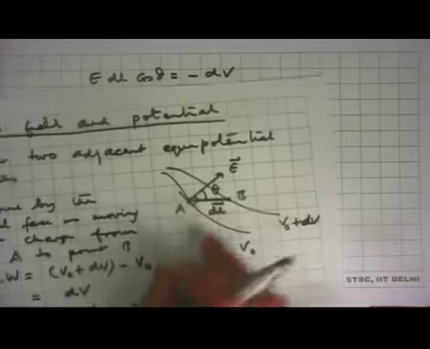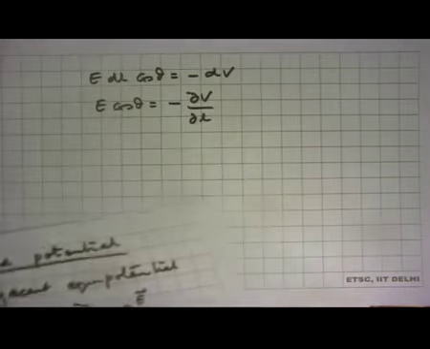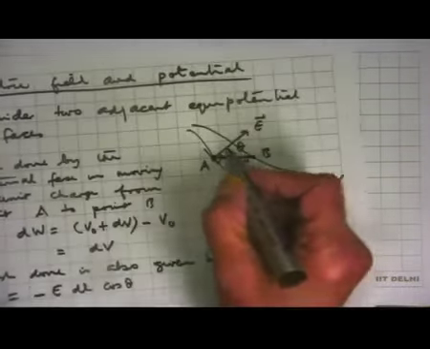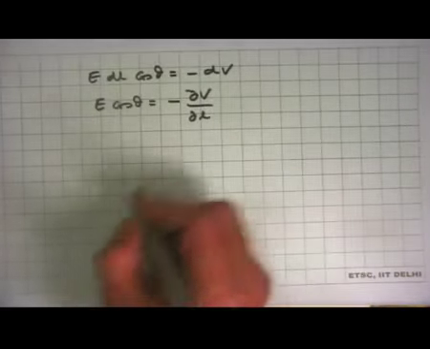dl is the magnitude of the element of length, and I am moving in a direction defined by cos theta. Theta is the angle between the electric vector and the direction dl. So this is a general relationship.